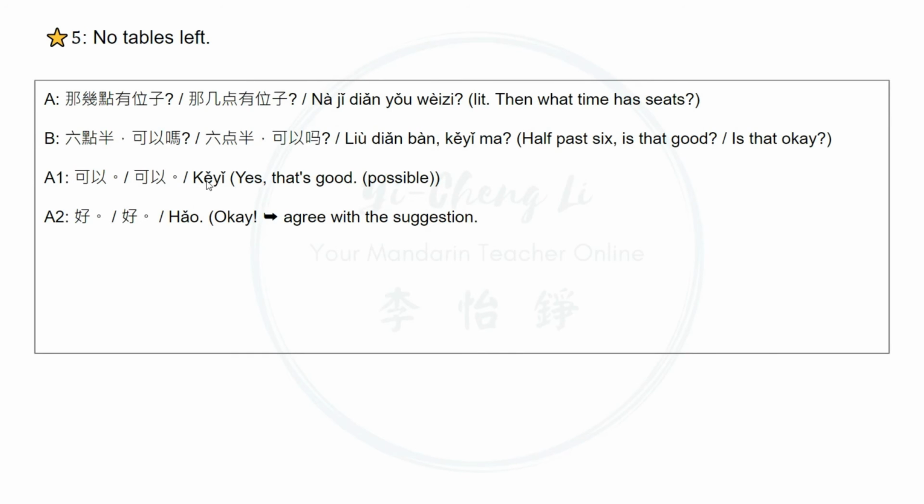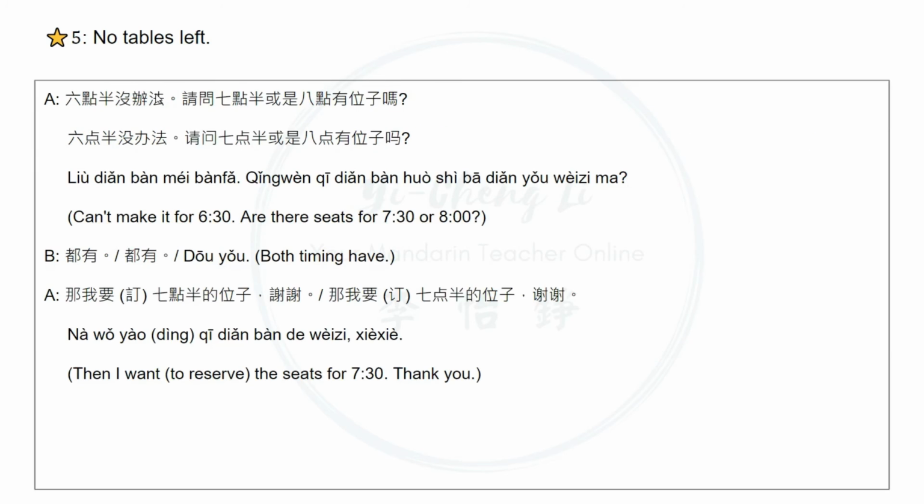Option 1 you can say is 可以. Be careful, two third tones together: the one at the end remains as third, and the one in front becomes second tone. 可以. Yes, that's good. That's possible for me. Number 2, 好. It means good, but it also means okay, to agree with the suggestion. What if the time they suggested doesn't work for you?